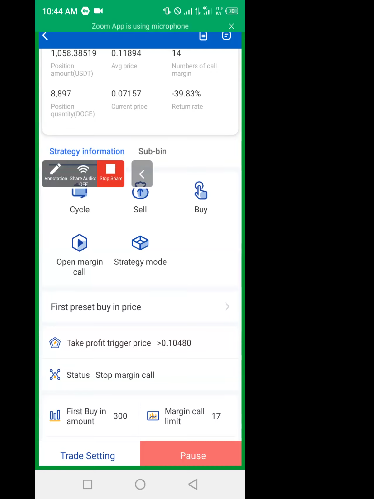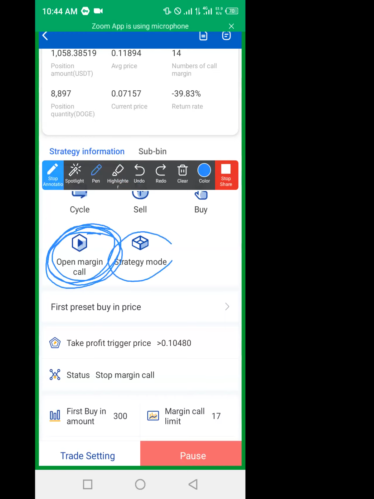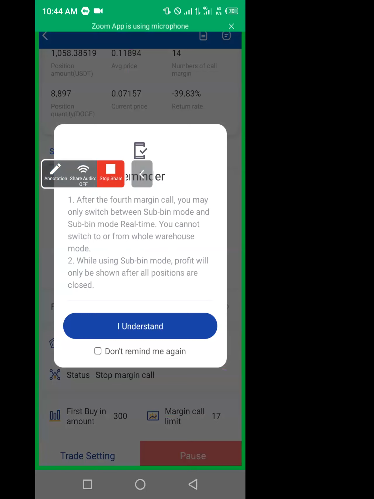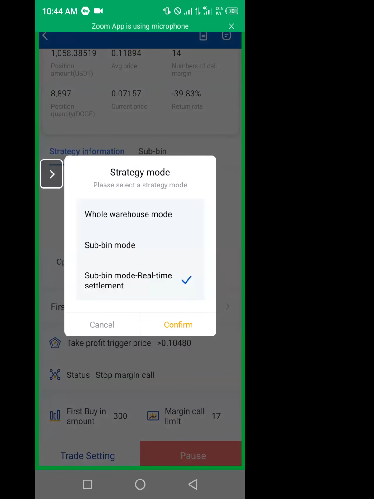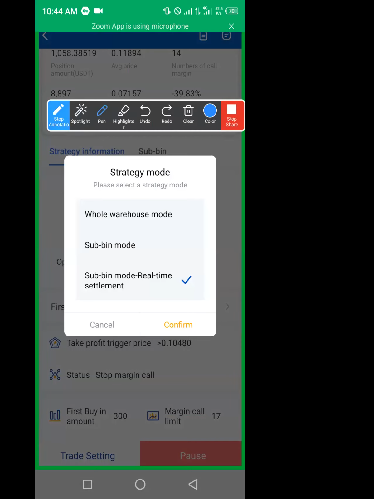Another thing that I want us to look at is the strategy mode. The strategy mode, this one, it is where you are telling the profit to do what you want. We have 3 things. We have whole warehouse. Whole warehouse means you want the robot, whatever it has bought, even if it buys 30 margin calls, to sell them all at once.